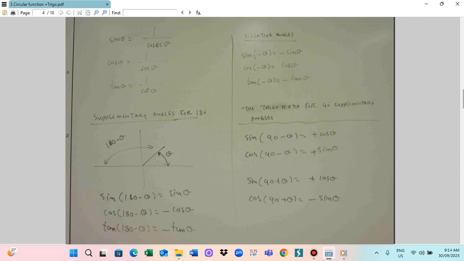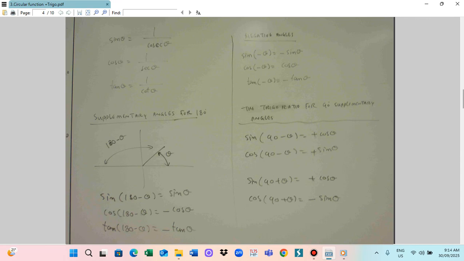Now you can see sine(90 plus theta). Sine(90 plus theta) means the angle falls into the second quadrant. In the second quadrant only sine is positive. So sine(90 plus theta) is positive cos theta.